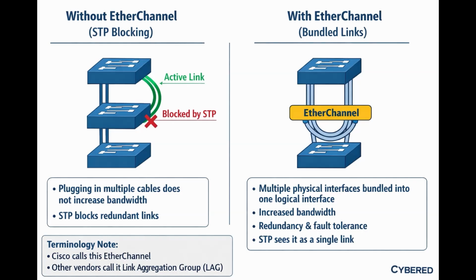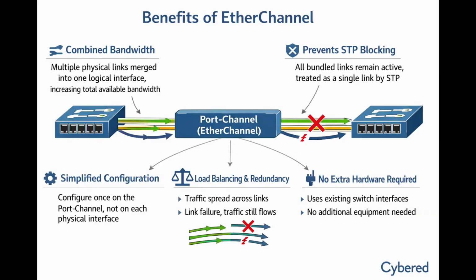Cisco calls this technology EtherChannel. Other vendors refer to it as link aggregation group. The benefits of EtherChannel: it combines bandwidth from multiple links into one logical interface. It prevents STP from blocking redundant links, simplifies configuration by applying settings to the port channel instead of individual ports, provides load balancing and redundancy, and uses existing switch interfaces.